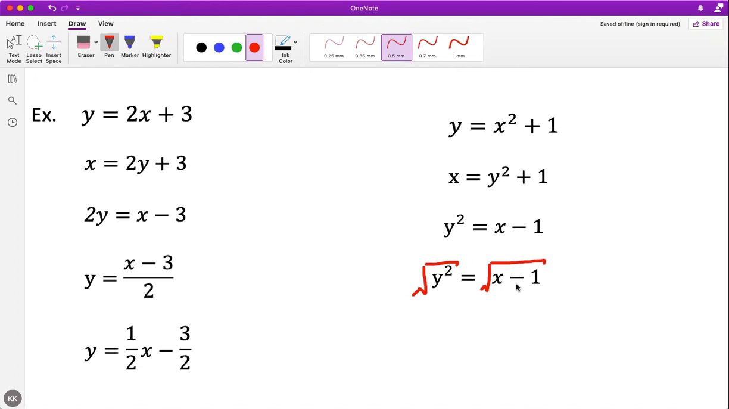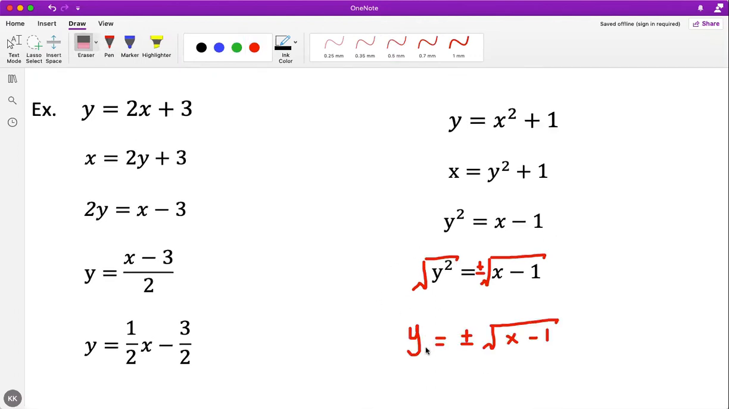A lot of students will make a mistake here. When they apply the square root, they forget to put the plus or minus. This is important. If you don't want to miss a solution, you need to always include the plus or minus here. Please refer to my previous pre-calculus video. Your final answer, y, should be equal to plus or minus the square root of x minus 1.